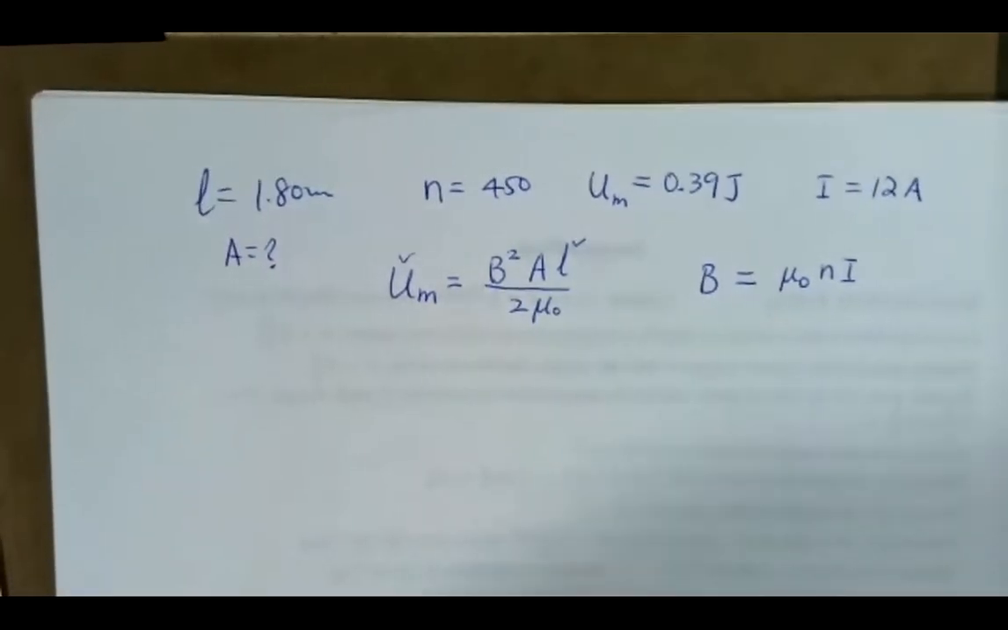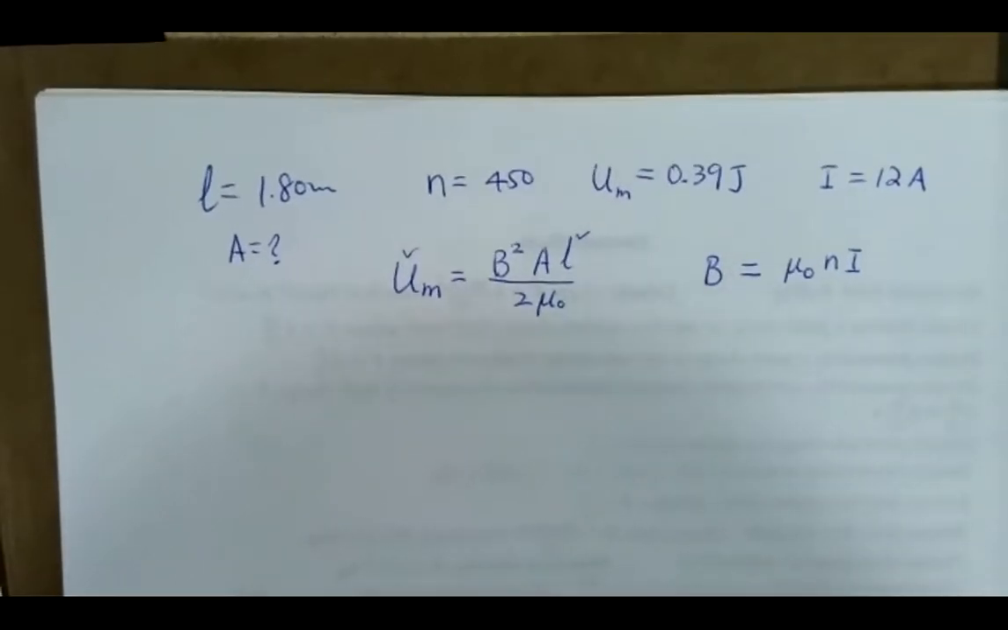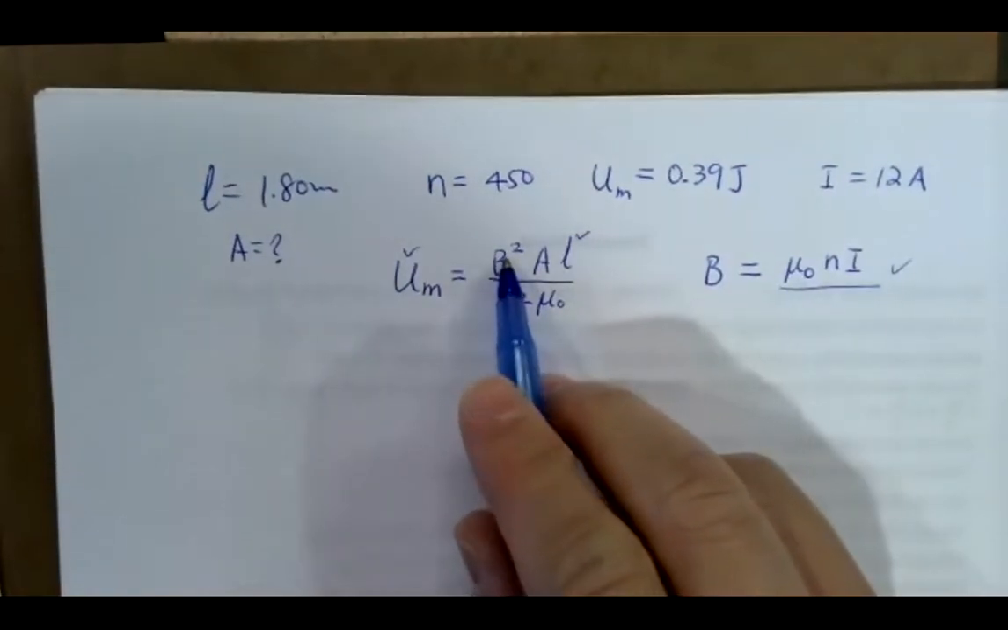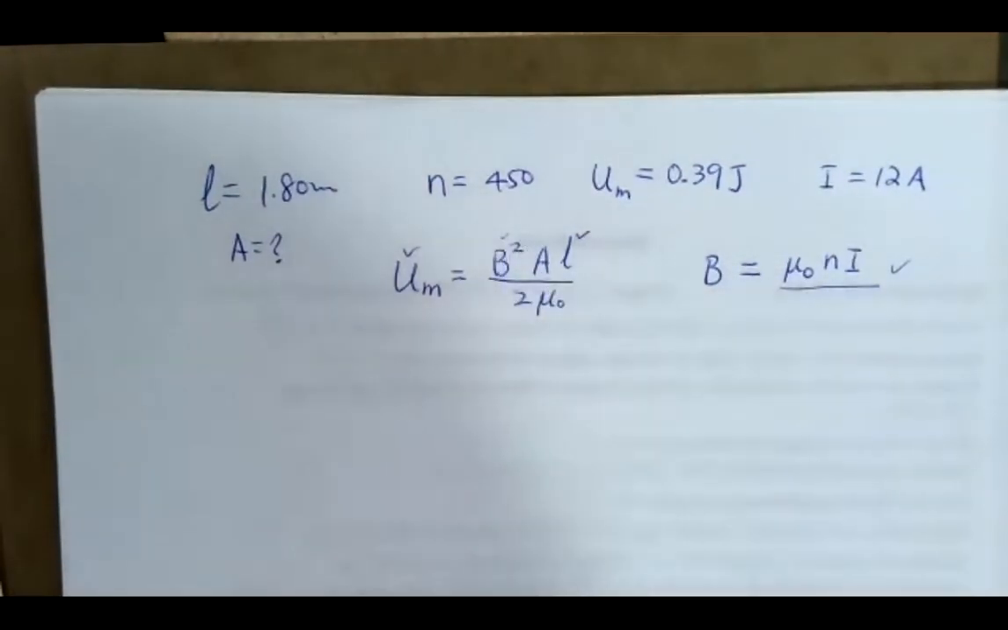You can actually look this one up in the previous chapter, but I think we had it a couple of slides back. Just over here, the magnetic field in the solenoid is mu naught N times I. So basically you can calculate what your B field is, and then once you have your B field, you can put it in here and solve for A.